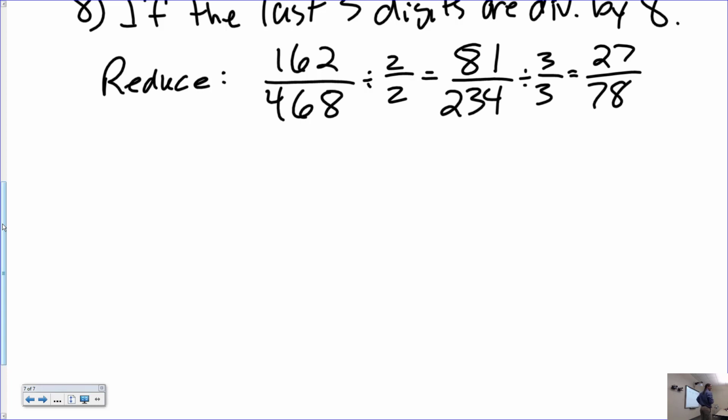What's 2 plus 7? 9. What's 7 plus 8? 15. Divided by 3, both divisible by 3. We can go one more at least. Keep repeating, folks, okay? So don't stop after 1.